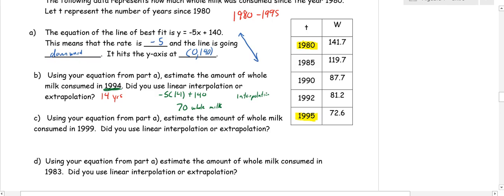In C, use the equation from part A to estimate the amount of whole milk consumed in 1999. From 1980 to 1999, that's going to be 19 years. So in our calculator, we're going to do negative 5 times 19 plus 140, and we get 45 whole milk. Now, this is outside the data range because the last year that we have in our table for the data range is 1995, so this is extrapolation.